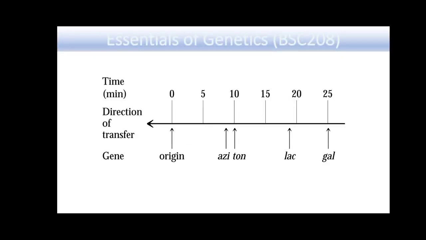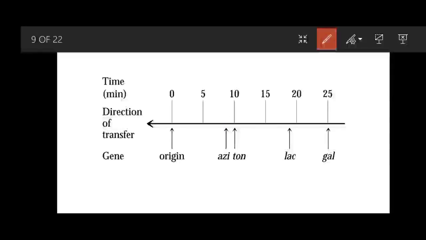So, for example, if we look at this time interval and the presence of the trait in the bacterial cells when they were plated on the selective media, the AZI gene, the sodium azide sensitivity or resistance gene, was seen after about 8 minutes, and after this, around 10 minutes, the TON gene, and then similarly the LAC gene near 18 minutes, and the GAL gene near 25 minutes.